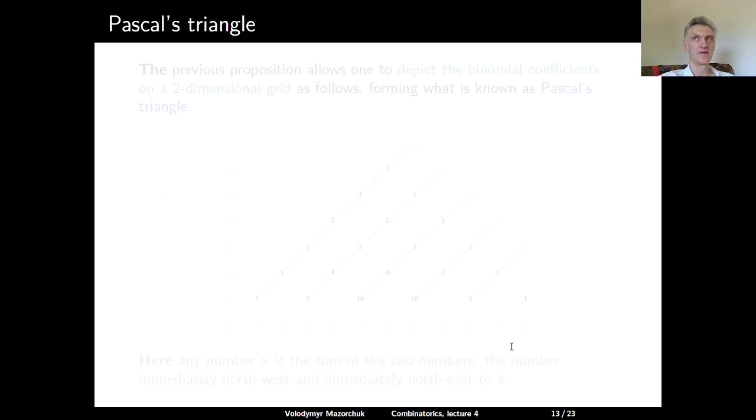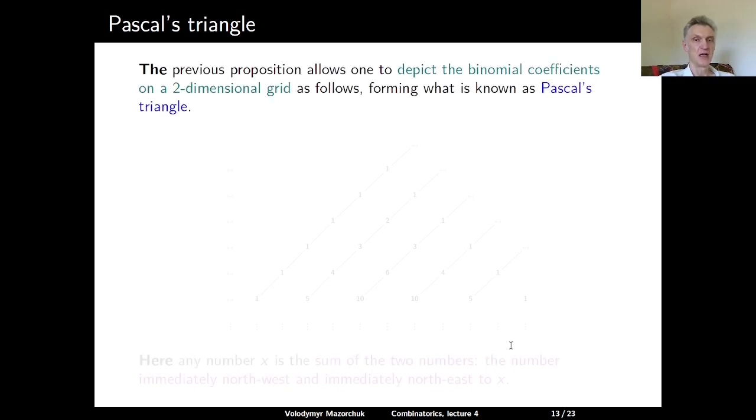Using this formula, we can draw a very nice picture with binomial coefficients, which is known as Pascal's triangle. So we arrange our binomial coefficients on a two-dimensional grid as follows. The rows of this grid correspond to the values of k: k is equal to 0, k is equal to 1, k is equal to 2, and so on. For k equal to 0, we only have 0 choose 0. For k equal to 1, we have 1 choose 0 and 1 choose 1, and so on.